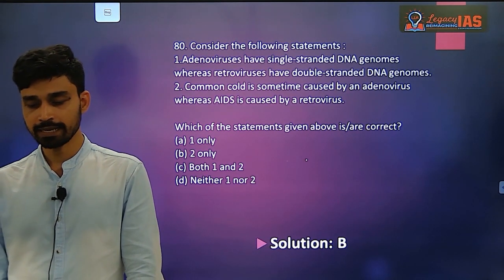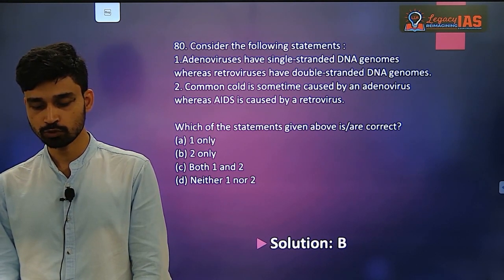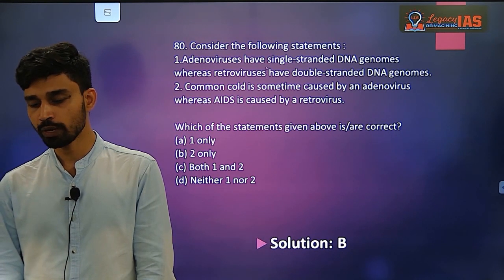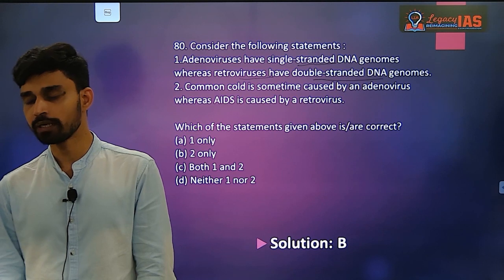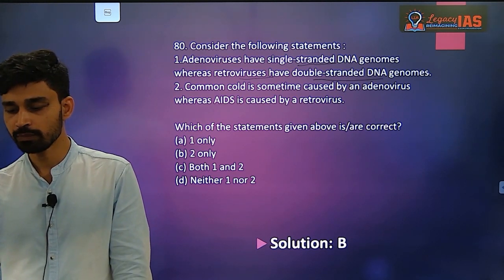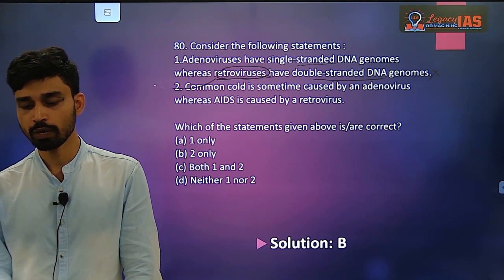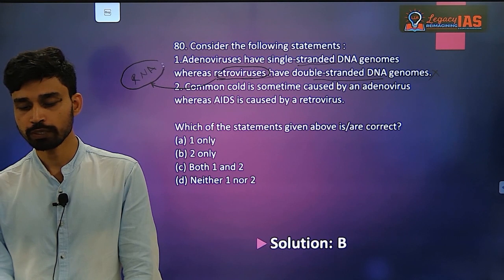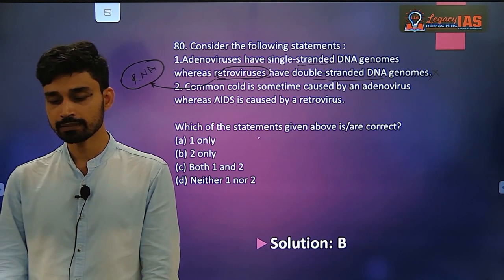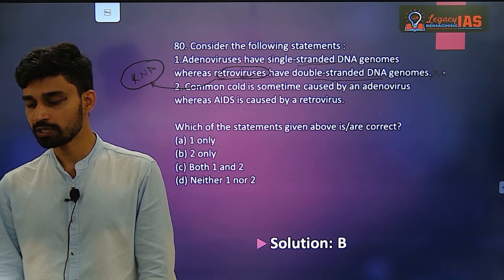The next is 80, about adenovirus. Again, since COVID is very much in use and coronavirus was very much in use, that is why this question has been asked. The question is: adenoviruses have single stranded DNA genomes, whereas retrovirus have double stranded DNA genomes. This statement is incorrect because retrovirus does not have DNA. Retroviruses are made up of RNA. DNA is deoxyribonucleic acid, while RNA is ribonucleic acid. So, retrovirus have RNA, no DNA. So, this statement will be incorrect.